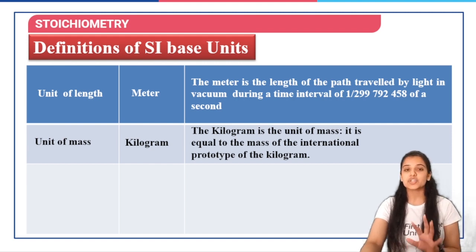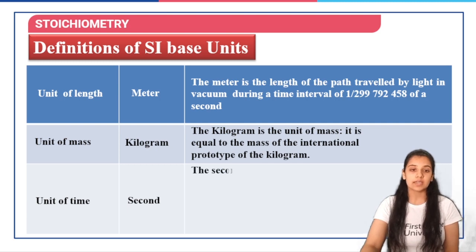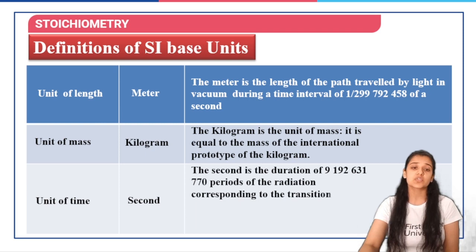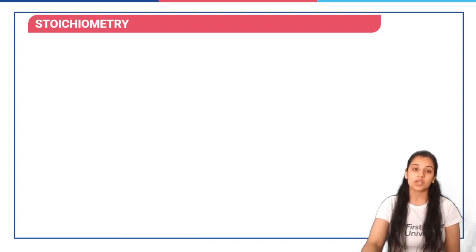So this is just an additional knowledge. Okay, this is not usually asked in the exam. This is something that you should know just for the sake of knowing it. Then unit of time, which is second. The second is the duration of 9192631,770 periods of radiation corresponding to transition between two hyperfine levels of ground state of cesium, that is cesium-133 atom. Okay, I'm again telling you, you do not have to memorize anything. You just have to know it for the sake of knowing it, for your knowledge.